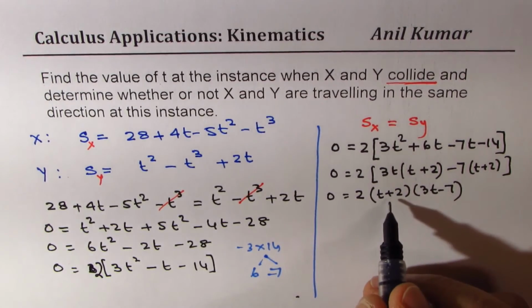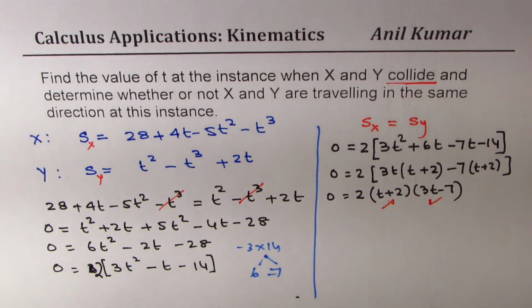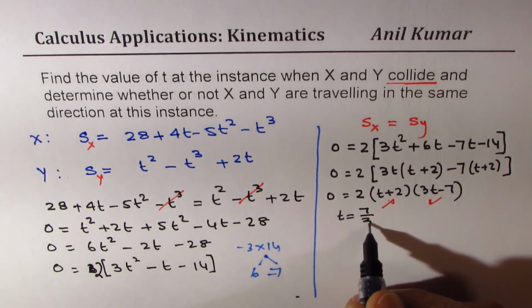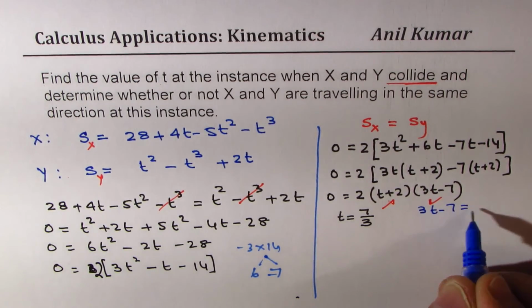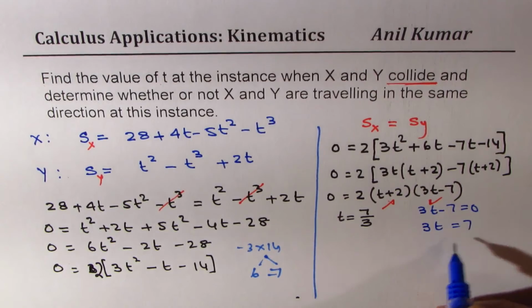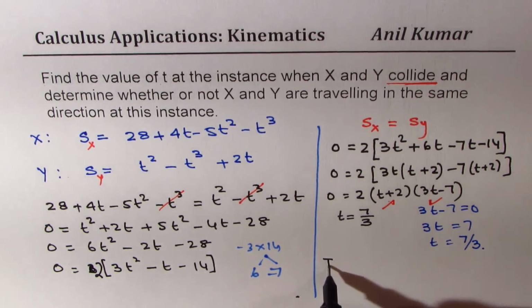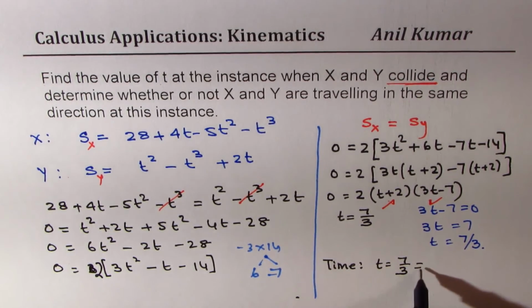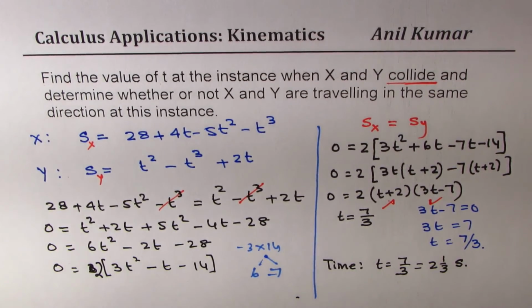So that gives you, this is t minus 1, which is not valid, so we'll just forget about this. However, that gives you a positive value. So we find that t equals to 7 over 3, by equating 3t minus 7 equals to 0, you can just solve for t, right? So t equals to 7 over 3. So we have found the time when they are going to collide. So we know the time will be t equals to 7 over 3, which is 2 and 1 over 3 seconds. Correct? So that part we have done.